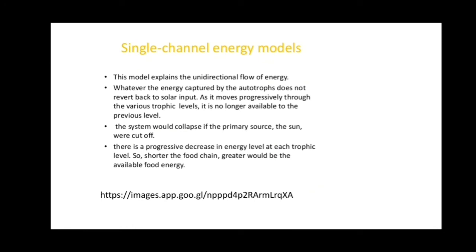Again, the single channel energy model. This model explains the unidirectional flow of energy. Whatever energy is captured by autotrophs does not revert back to the solar input. That's why the energy flow is unidirectional. The system could collapse if the primary source, the sun, were cut off. So this energy model depends wholly on sunlight. There is a progressive decrease in energy level at each trophic level. So the shorter the food chain, the greater the available food energy.